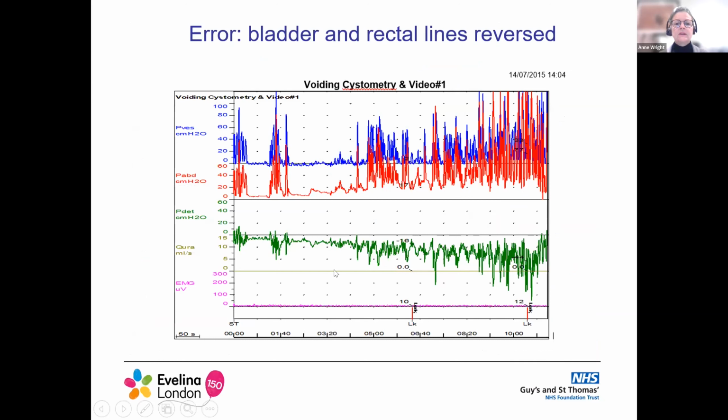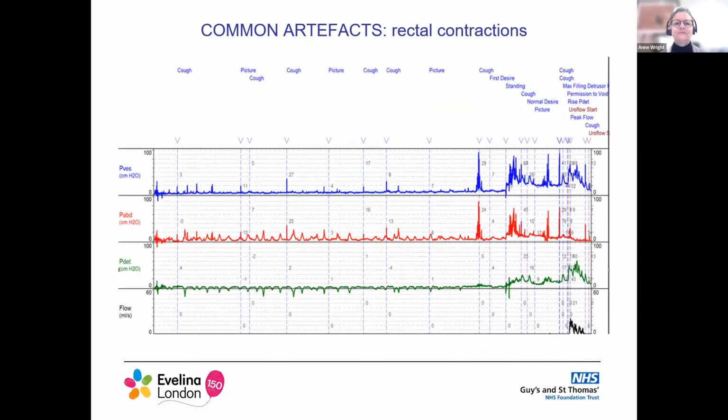So just looking at some examples, here's another error. This is a case where the rectal and the vesical lines were inadvertently reversed, showing the abnormal trace, and it took quite a while for the urodynamicist to recognize this. This is a common artifact.